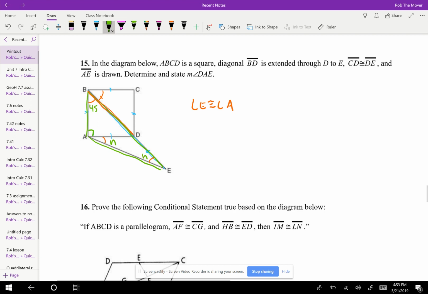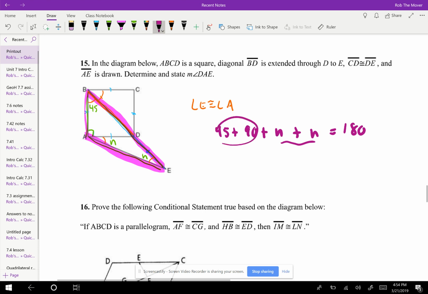So if I'm looking at this triangle, let me highlight it in pink. Look at that triangle. I've got a 45-degree angle as one angle, a 90 plus an n as another angle, and n as another angle. So that means I can write the equation 45 plus 90 plus n plus another n is equal to 180. Okay? Combine some like terms. This is 135.